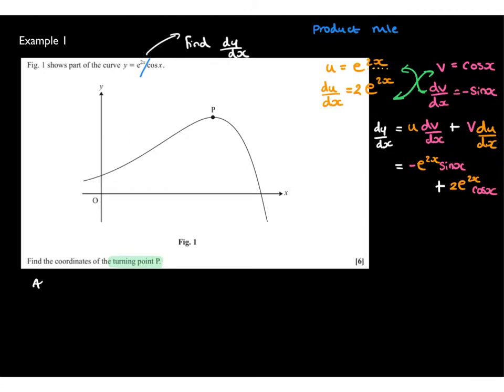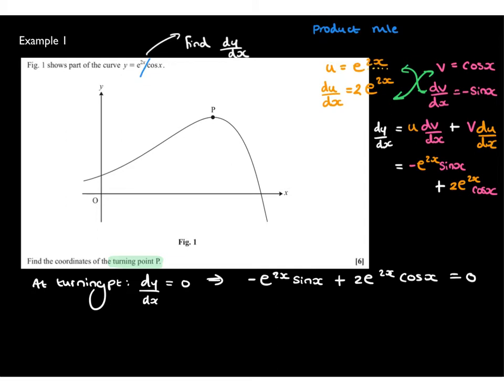Now we know at any turning points, dy by dx is equal to 0. So I'm going to take this derivative that I've just calculated, negative e to the 2x sine x plus 2e to the 2x cos x, and I'm going to set it equal to 0. Now, I'm allowed to divide through by e to the 2x because e to the 2x is not equal to 0 and can never be equal to 0. We know the e function doesn't cross the x-axis, so we can divide through this legitimately.